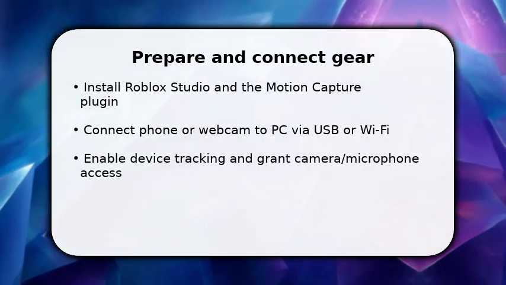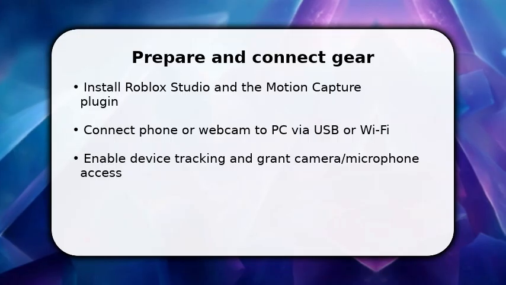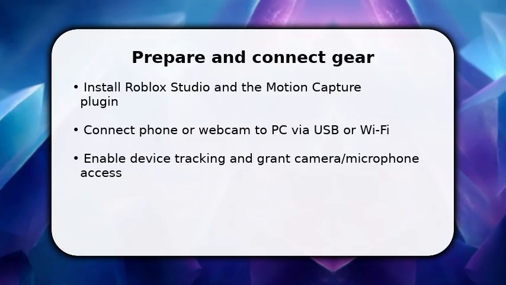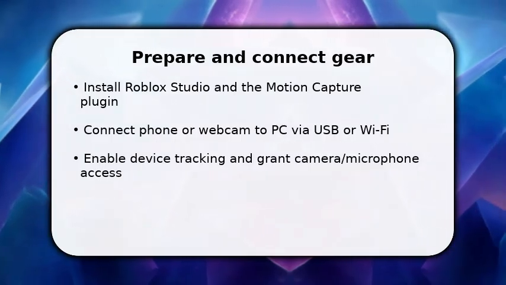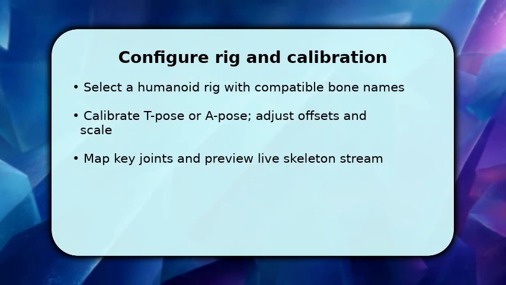Once connected, choose the appropriate capture device inside the plugin and set a stable frame rate like 30 FPS for predictable results. You're doing this now so the capture stream is live and the character rig is ready to receive motion data. Next, you'll configure the avatar rig and calibrate the tracking.